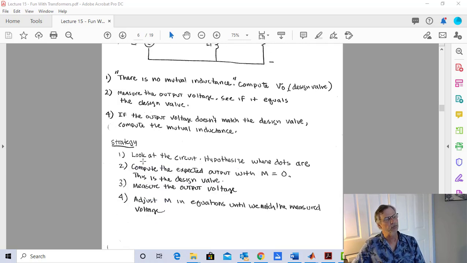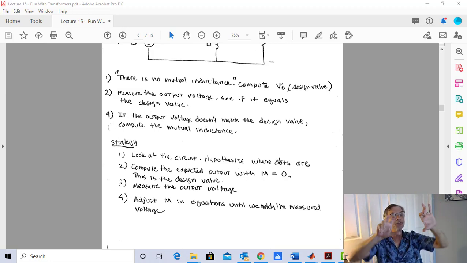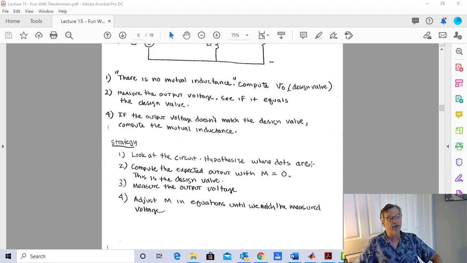So what I'll do is I'll look at the circuit and I'll just try to visualize those magnetic field lines, and I'm going to hypothesize where the dots are on those coils. Now you could say, but the data sheet tells you where the dots are. Not when you have two separate coils. You made a transformer. You got to figure out where the dots are. So I'm just going to hypothesize where they are. And if I can't recreate the result that the engineer got, I'll turn the dots around and do it again.